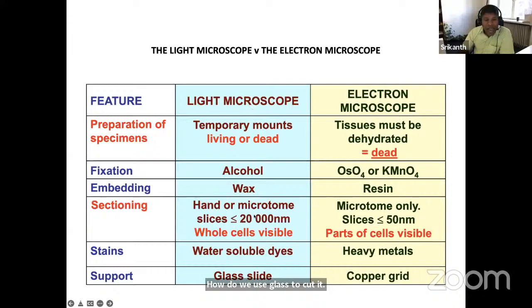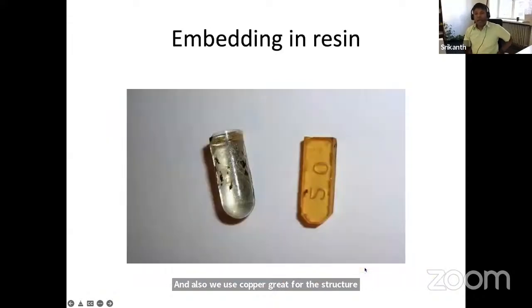You can use all kinds of water-soluble dyes for the staining of light microscopic preparations, but the electron microscope generally uses heavy metals. We also use a copper grid for the structure in electron microscopy. I'll show you a few pictures if you have no experience with how the structure looks. I would say it's a very laborious process, but it's a lot of fun, and you have to go through a lot of protocols to get a nice image. It also takes 1 to 2 weeks of work.